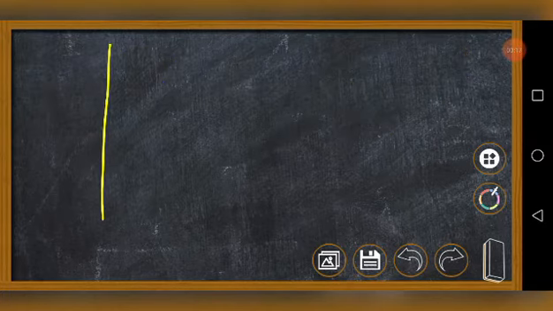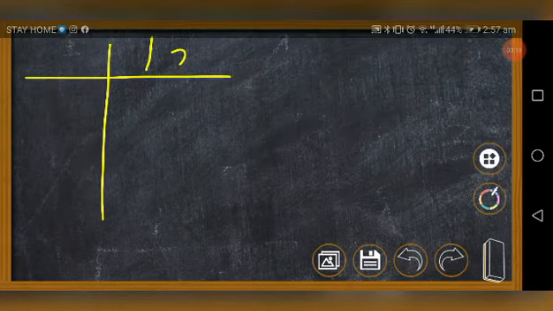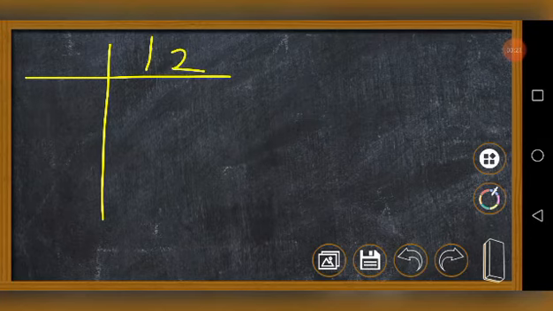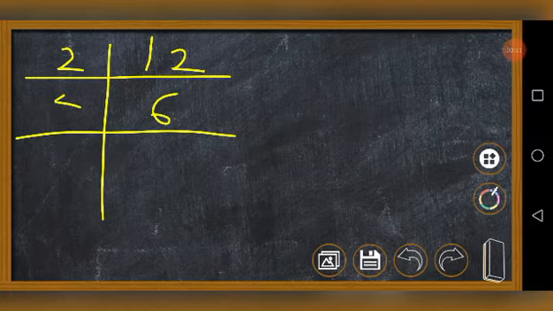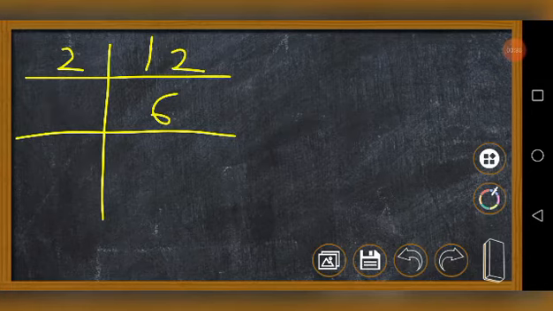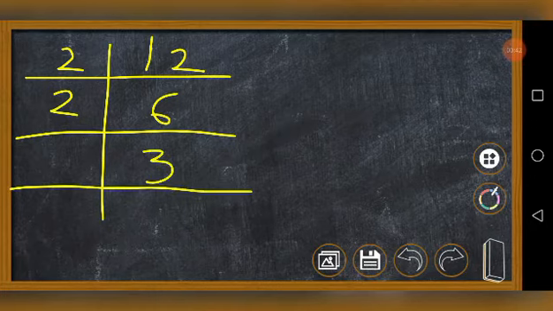So first 12 can be divisible by the number 2. 12 over 2 equals 6. And 6 can be divisible by the two prime numbers, 2 and 3. So we will choose again 2. 6 over 2 equals 3. 3 is a prime number, can divide only by itself.